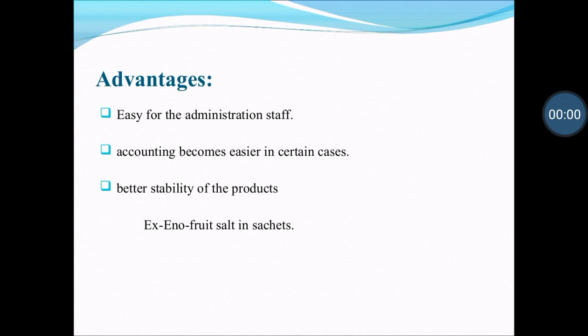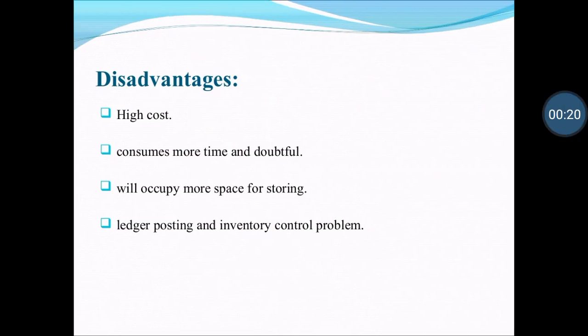This is the third and final part of drug distribution in the hospital pharmacy. Advantages of the decentralized system: it is easy for the administration of the staff, accounting becomes easier in certain cases, and there is better stability of the products. For example, fruit salt in a sachet. So this is the part on decentralized drug distribution in the pharmacy.